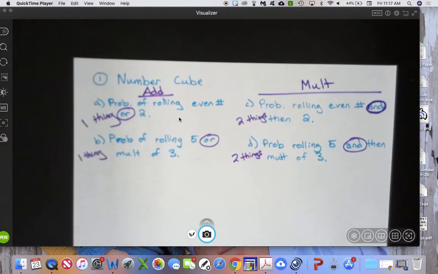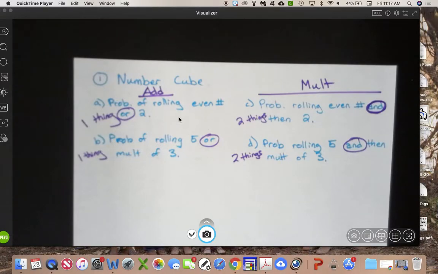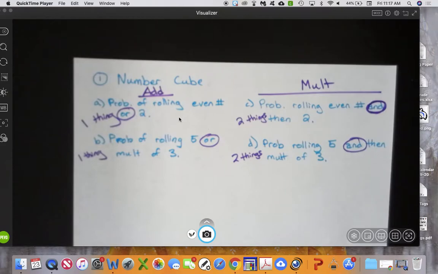Okay, so let's fill this out. Let's do these problems. And then we'll go to the back side and we'll add a few more things, because we've got to talk about the mutually exclusive and inclusive stuff. We've got to talk about the dependent versus independent stuff. So we'll go to that. Okay, so let's do these problems.